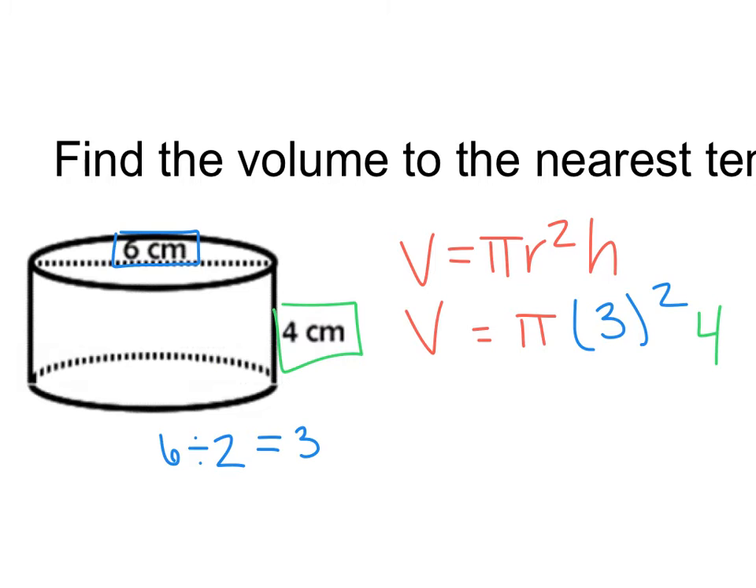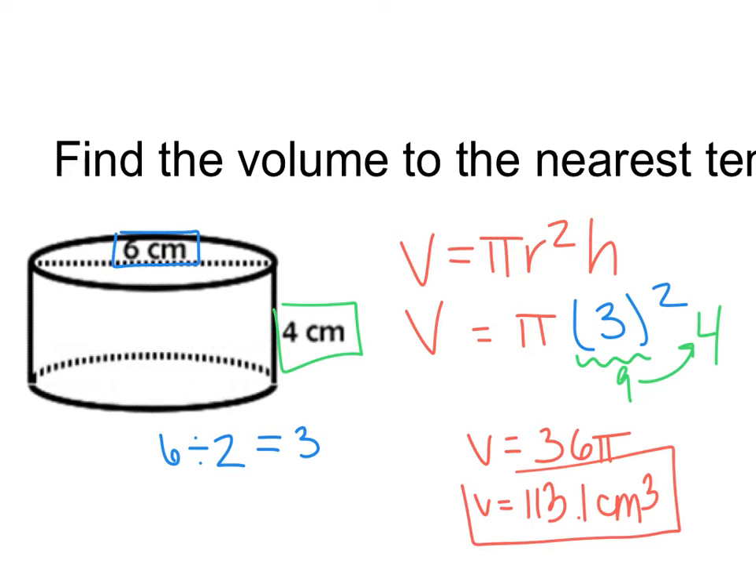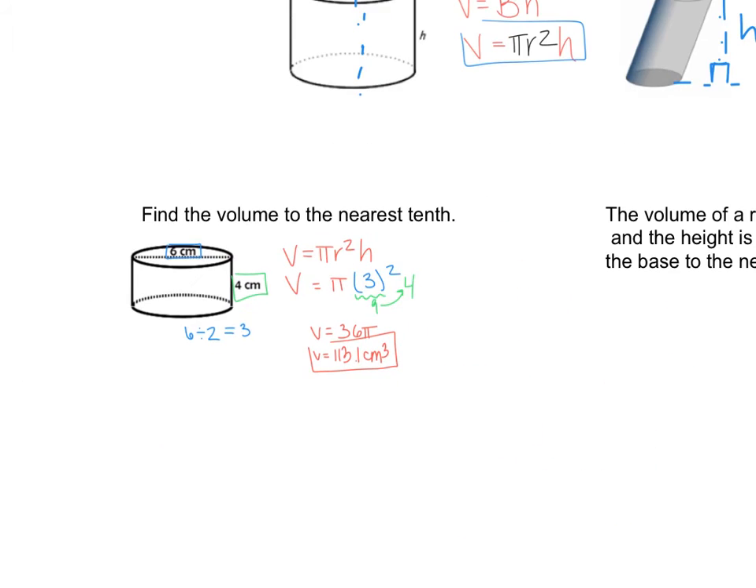I type this into my calculator. If you want, you can simplify it by hand at first. 3 squared is 9. 9 times 4 is 36, so I have volume equals 36 pi. If the question said to leave it in terms of pi, you would leave it like this. But it says to round to the nearest tenth, so I type it in, and I get volume equals 113.1 centimeters cubed, because your volume is always measured in cubic units.